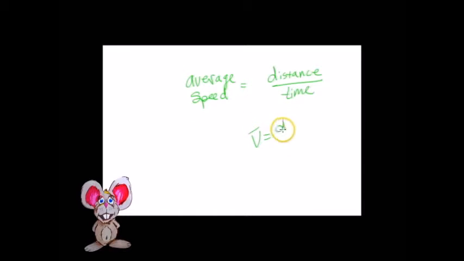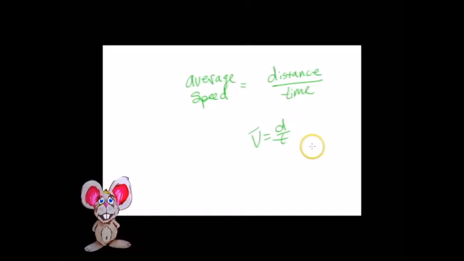So let's clear the whiteboard. All right. Let's talk about average speed. Average speed is going to be equal to the distance traveled over the time it took to travel that distance, okay? So we see that it's being interpreted as average velocity here, right?